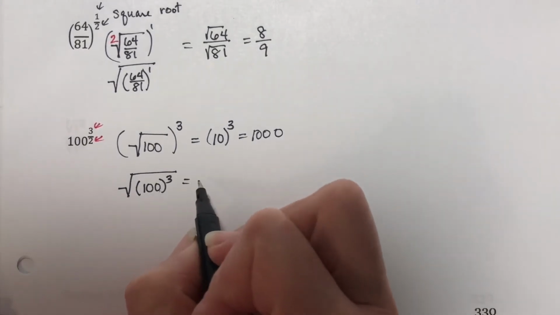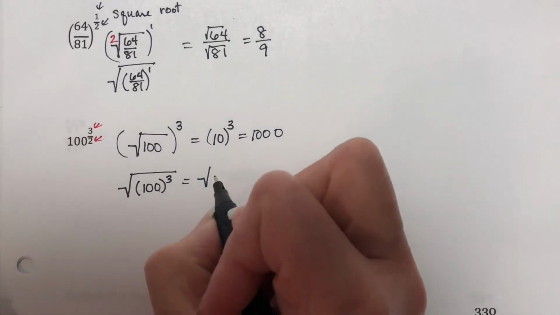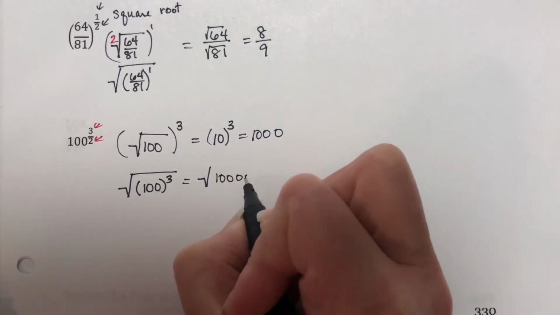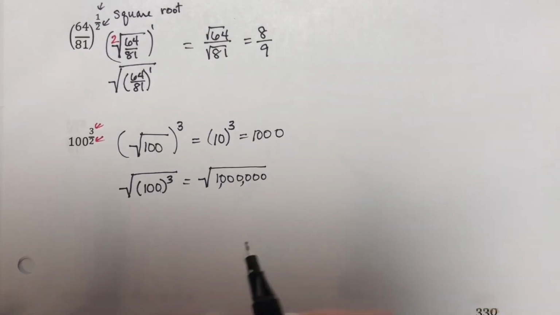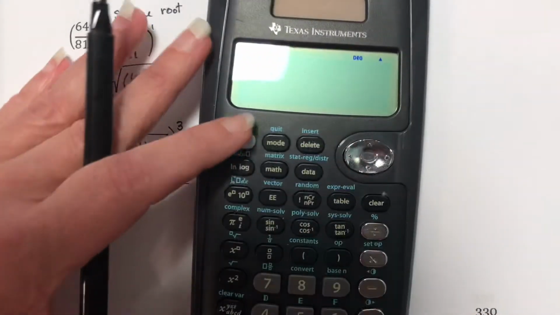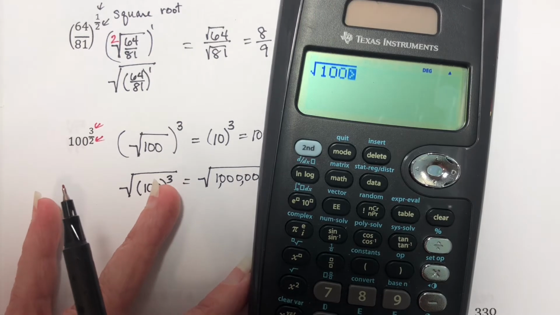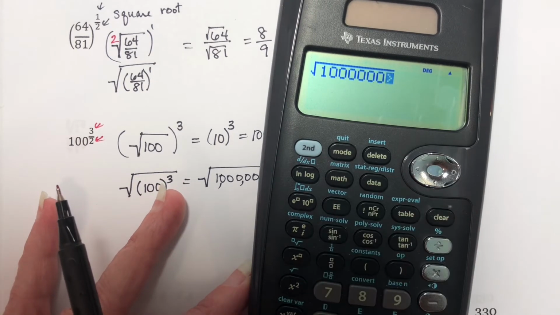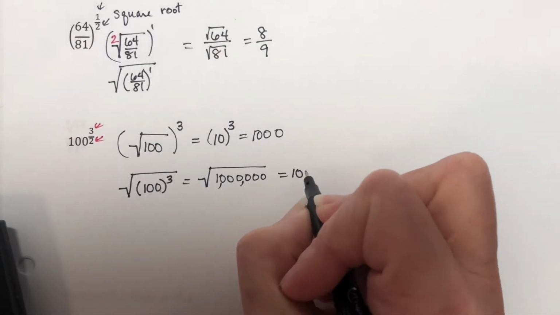I want to find the square root of, and I need to multiply 100 times itself 3 times. 100 times 100 times 100 gives you the square root of 1 million. And you probably can't do that one in your head, so let's take the square root of 1 million. Is that right? Yeah. And then that gives me 1,000. So you can see that they are equivalent.